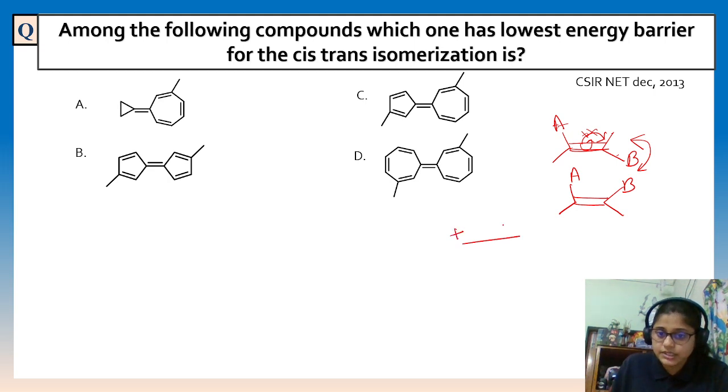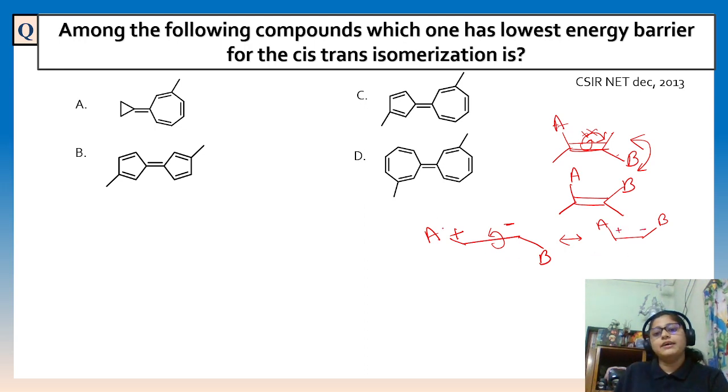If it has positive and negative, if we can break this trans form, this single bond is there now, it can rotate. Now it can rotate and goes to upside, goes to cis form. Okay, this is the idea. So again we have to find out in which form, if we break this double bond as positive and negative, it will be stabilized. Let's check.